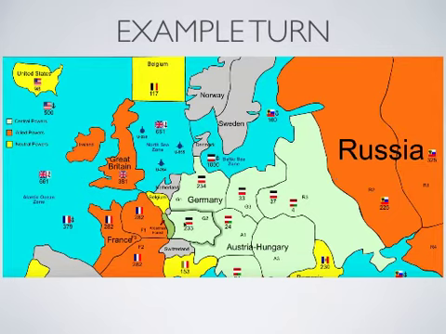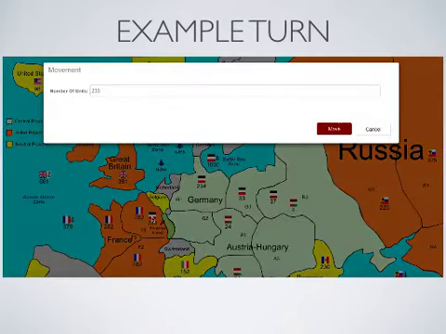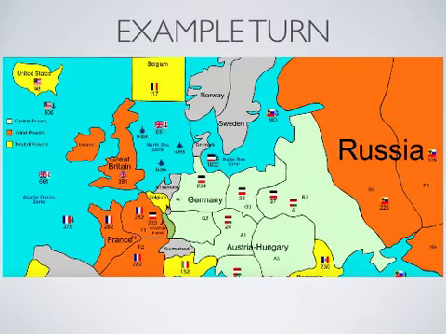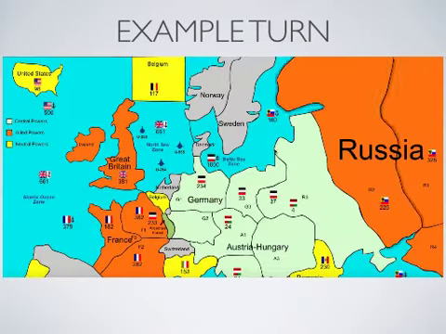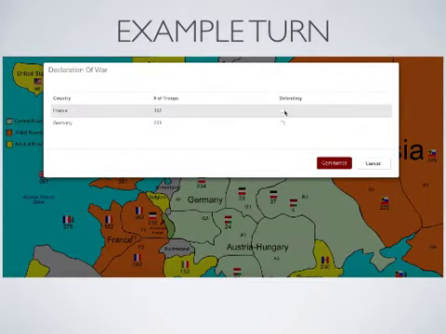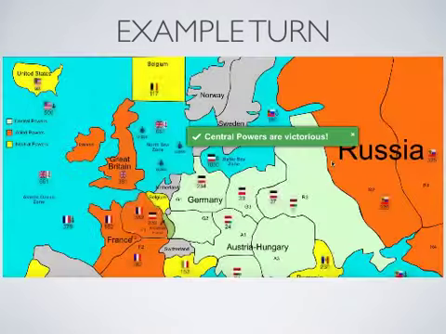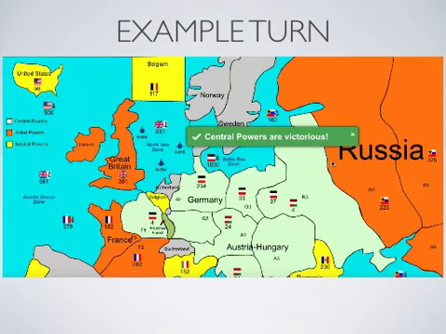Germany may now, let's say, attack France in F1. So we're going to move 233 troops over there. And France can reinforce. We'll say they're going to bring in another 100. And so now they've got 382, and we're going to commence the battle. France is the defender. And the Central Powers were victorious.